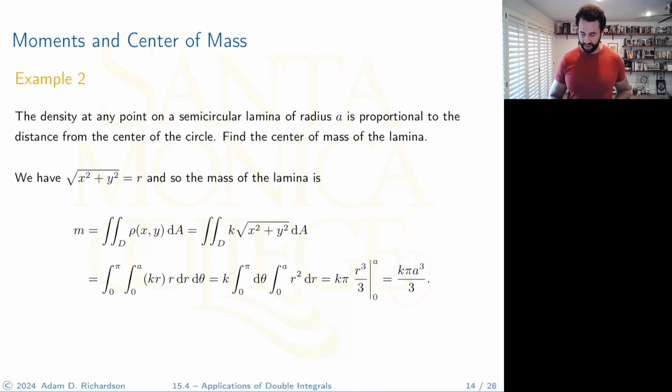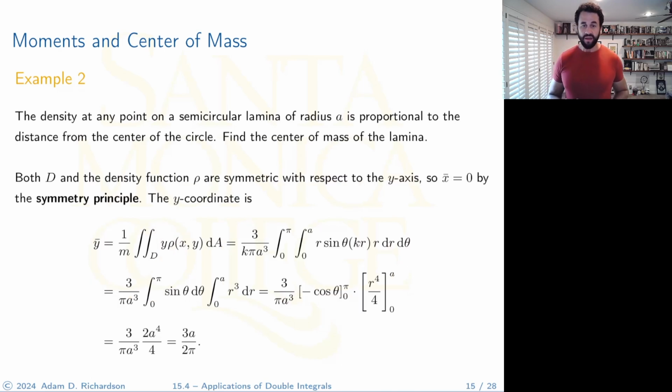Simplifying, we get k pi a cubed over 3. There it is. So that's the total mass of the lamina. Now we need to find the moments, and then once we find the moments, we can divide them by the mass, and then that will give us the coordinates of the center of mass. So that's the next step.